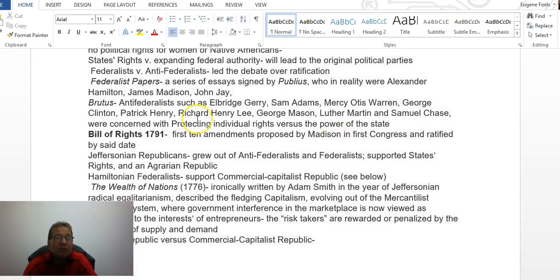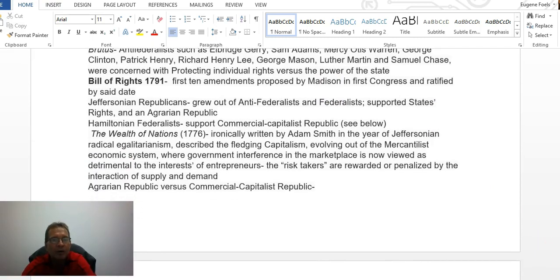And out of these original anti-federalists and federalists will develop the first major political parties. The Jeffersonian Democratic Republicans will develop out of anti-federalists, and the Federalist Party itself, they called themselves that, were mainly supporters of the ideas of Alexander Hamilton, which is basically the view of developing a commercial capitalist republic, more on that in a moment, whereas the Jeffersonians are more in favor of an agrarian republic going forward. Ironically enough, The Wealth of Nations, which is sometimes considered the Bible of capitalism, was written in the same year as the American Revolution.